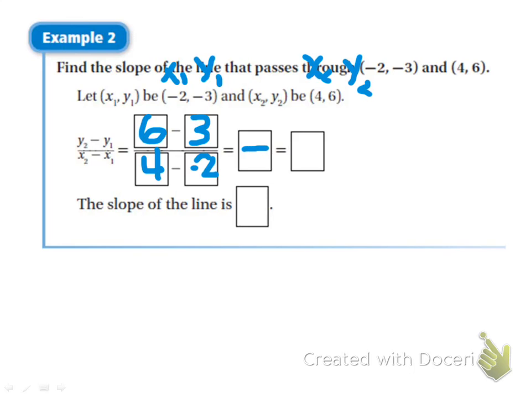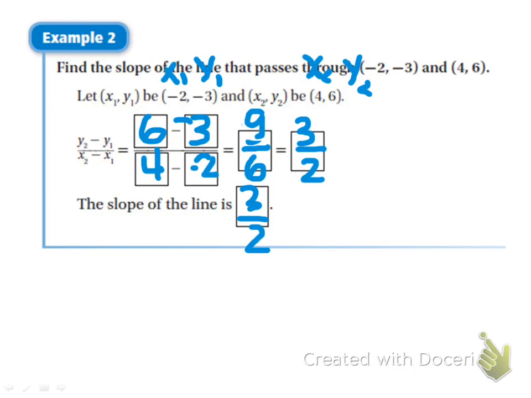6 minus 3 is 3. 4 minus -2 is 6. Whenever we have a negative and a negative beside each other, that's a plus. Oh, excuse me, and this was a negative. So this should be -9. Okay, so positive 9. So we have positive 9 divided by 6, which can simplify to 3/2. So the slope of my line is 3/2.